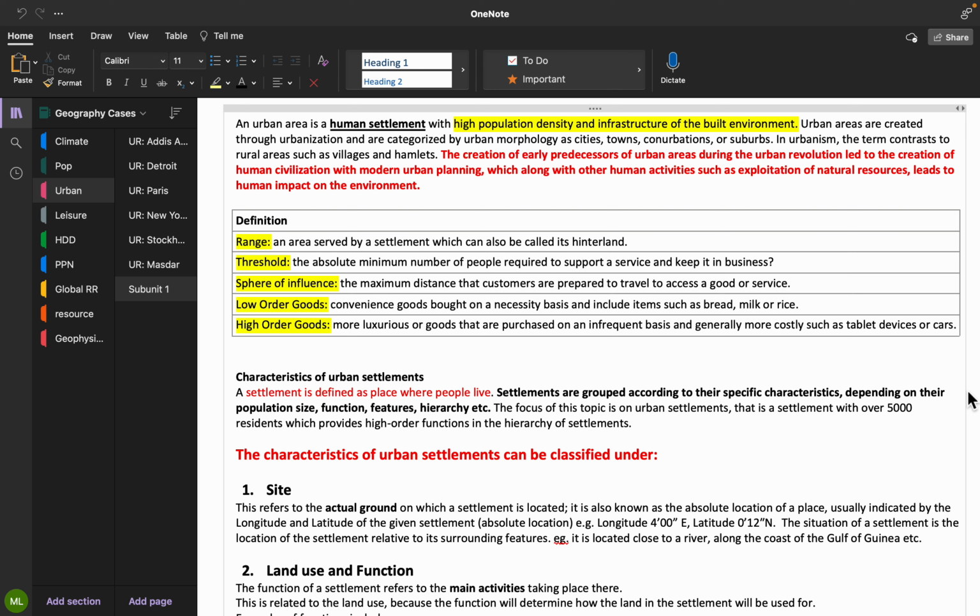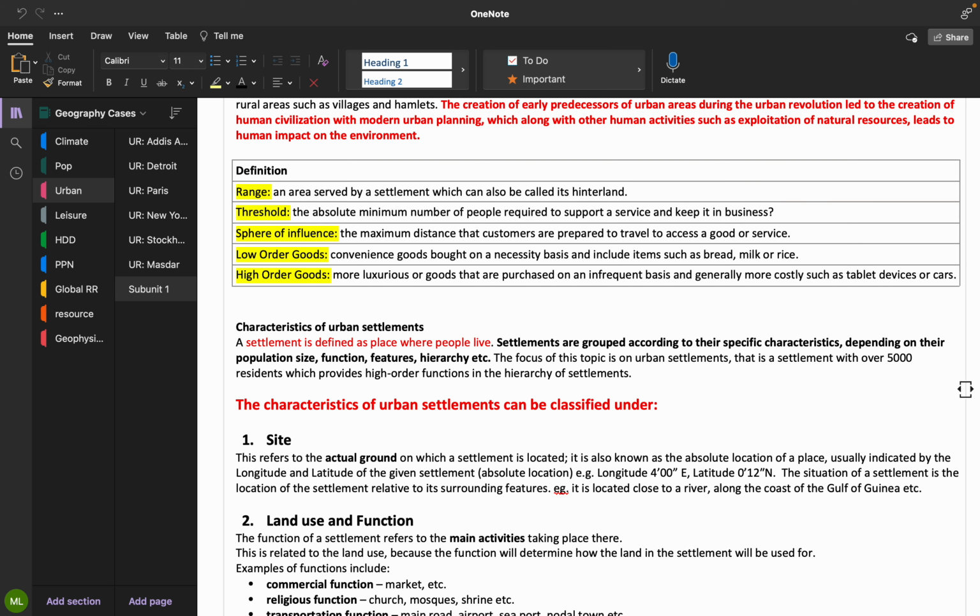Today I'll be talking about urban environments. So this unit is, I think, option D of geography, IBDP. So I'll start with defining urban areas. So an urban area is a human settlement with high population density and infrastructure of the built environment. So urban areas are created through urbanization and are categorized by urban morphology as cities, towns, conurbations, or suburbs.